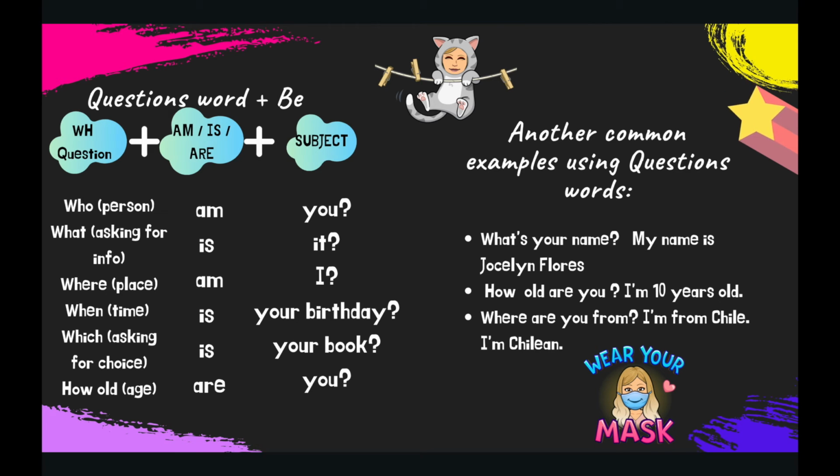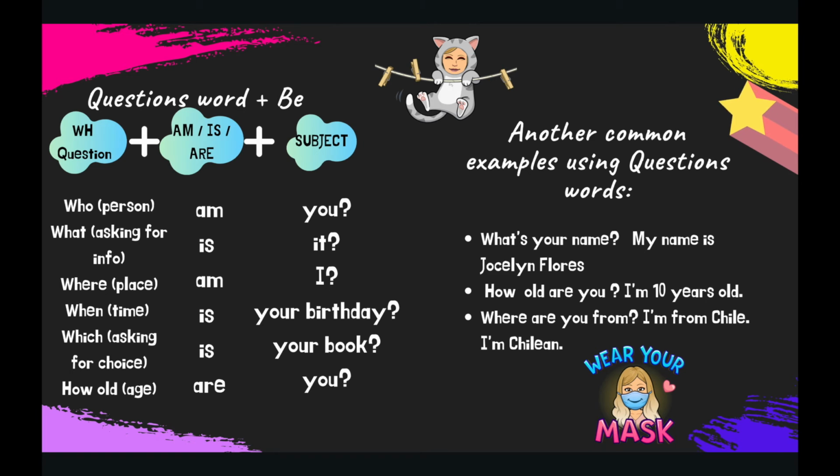What is it? ¿Qué es eso? Then we have where. In Spanish, this will be dónde. Siempre haciendo referencia al lugar. Where am I? ¿Dónde estoy yo? Then we have the word when, that represents time. In this opportunity, when is cuando. When is your birthday? ¿Cuándo es tu cumpleaños?